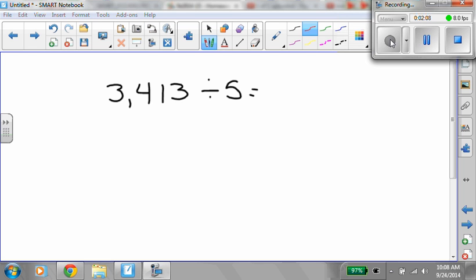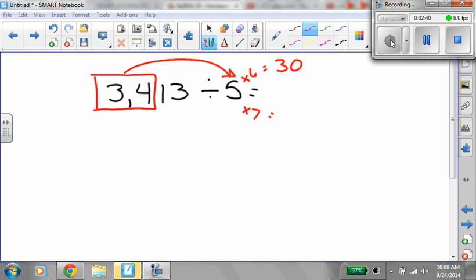Let's say somebody brought in 3,413 Skittles, and they want to divide that between 5 of their friends. About how many Skittles will each person get? We're going to look at the first 2 digits. And can 34 be divided by 5 evenly? No. So now we're going to look at compatible numbers to help us. So let's see, I've got to think of my 5 times tables. 5 times 6 equals 30. 5 times 7 equals 35.